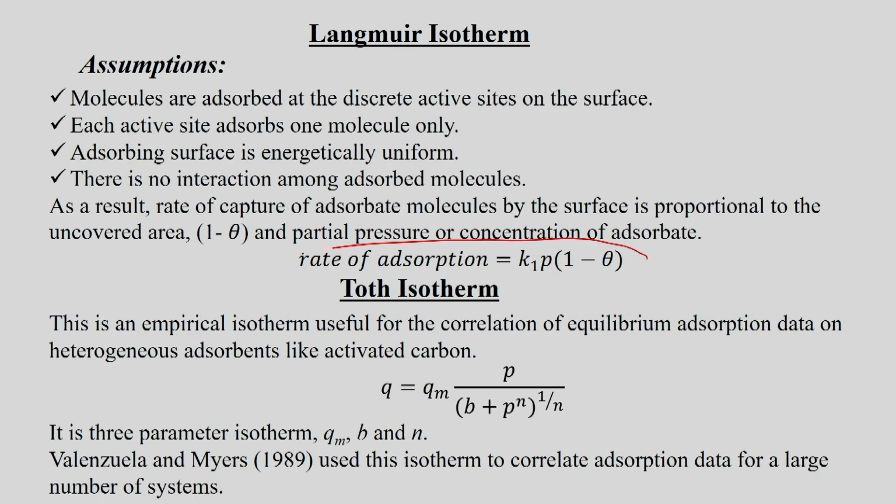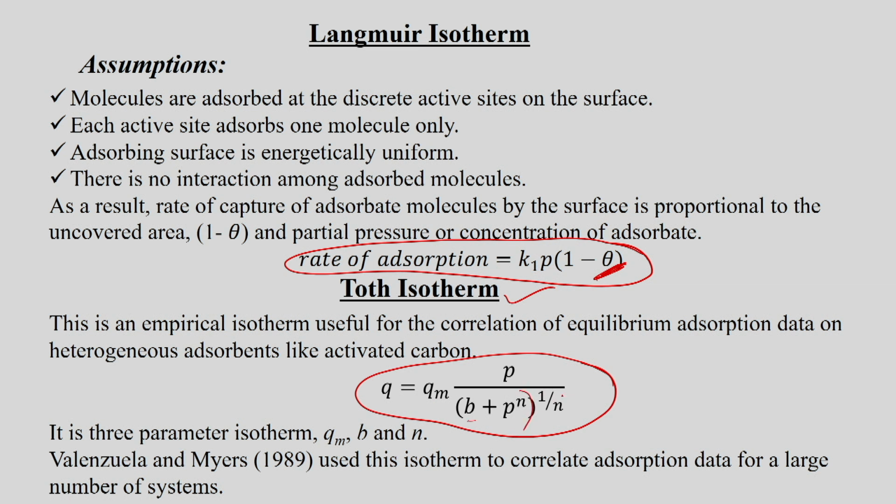There, the rate of adsorption was related to K1 into P into (1 minus theta), where theta is the fraction of the available space occupied. And for the Toth isotherm we discussed Q is equal to Qm into P by (B plus P to the power n), whole to the power 1 by n, where Qm, B and n are all isotherm parameters.